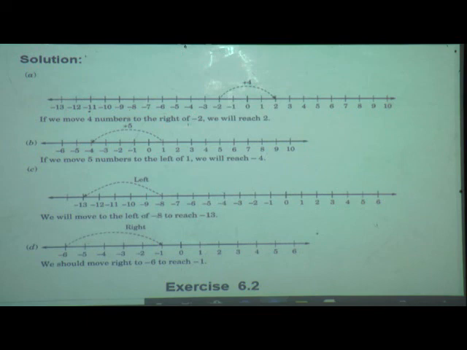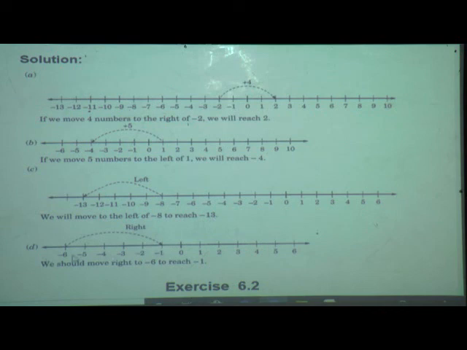As we know, -8 and -13 are negative integers, and to reach from -8 to -13 we have to move to the left. So how many steps have we moved? 1, 2, 3, 4, 5. So we have to move 5 steps towards left to reach -13. We will move to the left of -8 to reach -13. Okay. Next question.